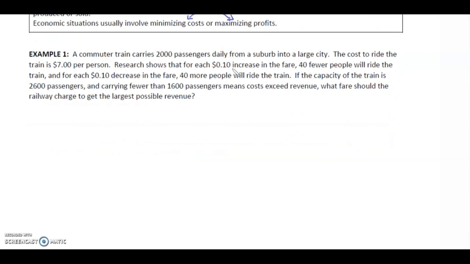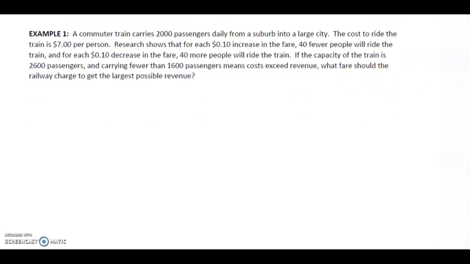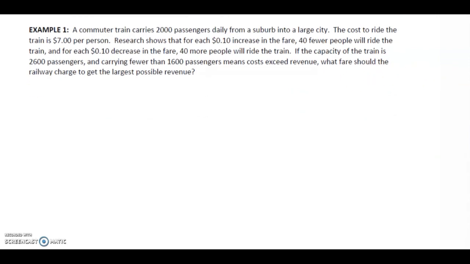Okay, so example 1. We touched on this in grade 10 and definitely in grade 11, and it's based on a revenue problem. So example 1, and I'm going to organize all of the numbers here while we read. A commuter train carries 2,000 passengers.